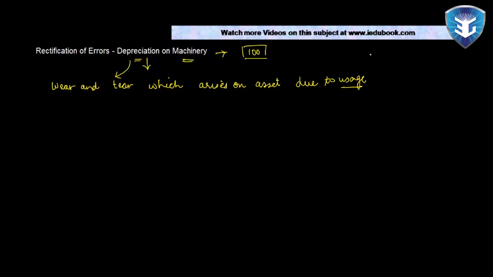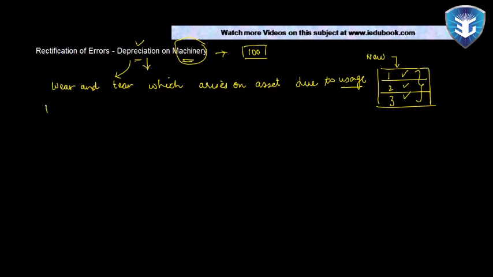Okay, so whenever you have to provide for depreciation, now just to step back, a depreciation is basically the wear and tear which arises on asset due to usage. So what happens is that when you use a machinery, let's say for example you get a new machinery, as you keep on using it on a year-to-year basis, the machinery is going to go down in terms of its use. So in order to capture this downside which is there in terms of the machinery, what we do is we reduce the value of the machinery by providing depreciation, right?